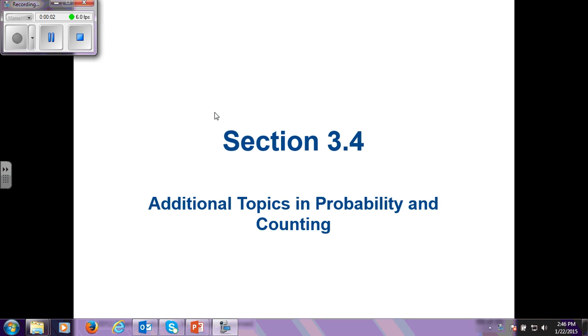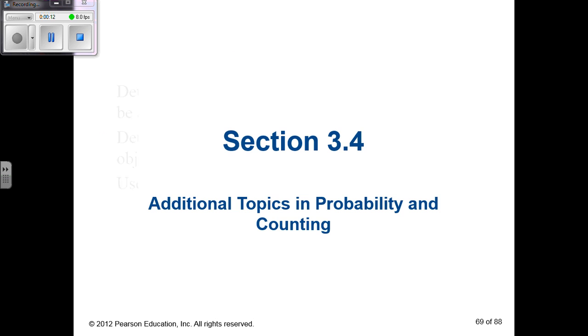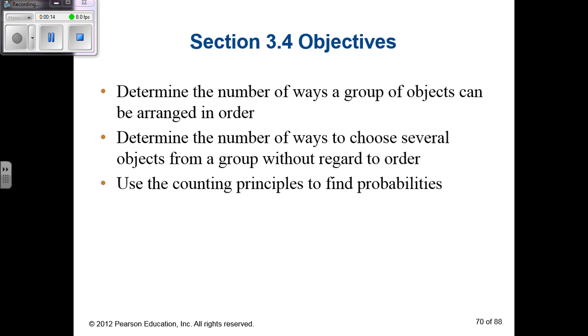Okay, so now we're going to be starting section 3.4, which are some additional topics in probability, and we're going to be continuing and looking at some counting theory. So we're going to be looking at ways of grouping objects together in different ways, determining the ways of choosing several objects with regard to order, and without regard to order, and then we're going to use these counting principles to help us find some probabilities.